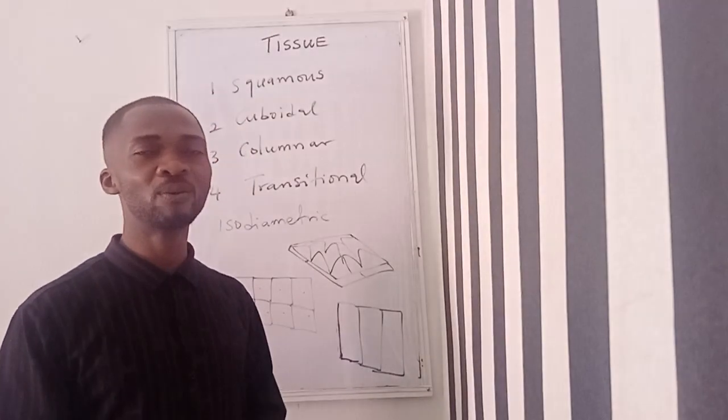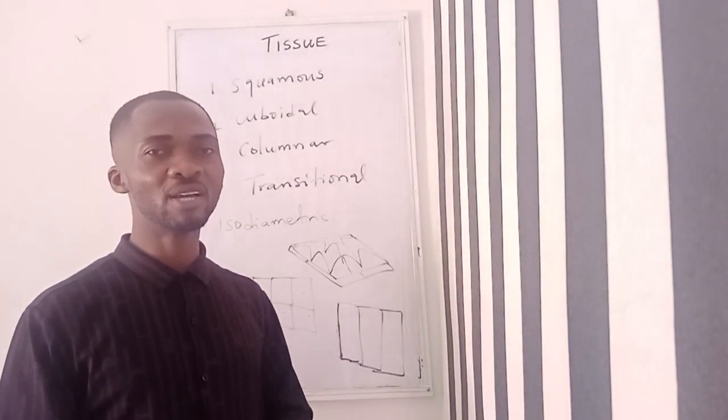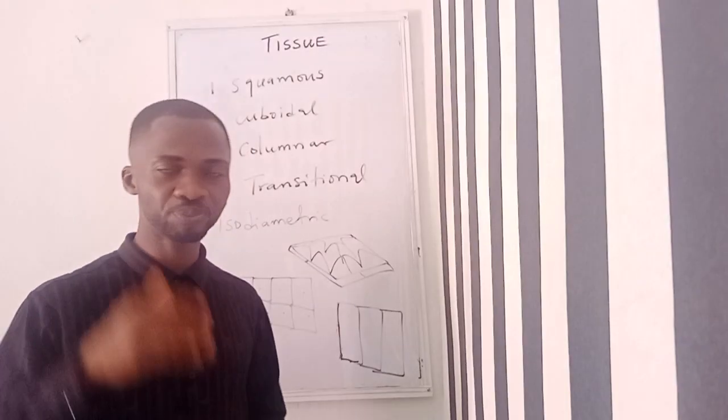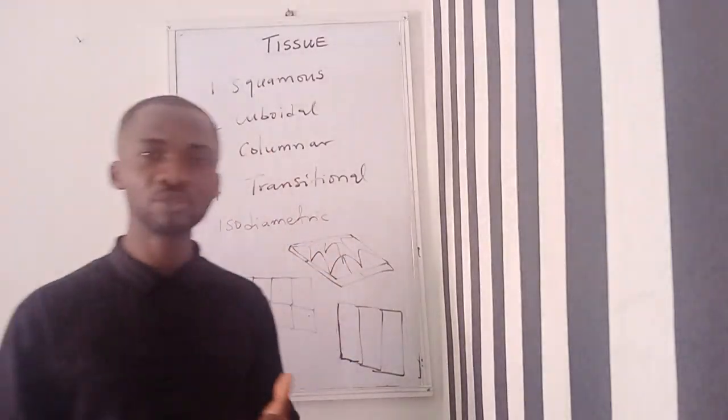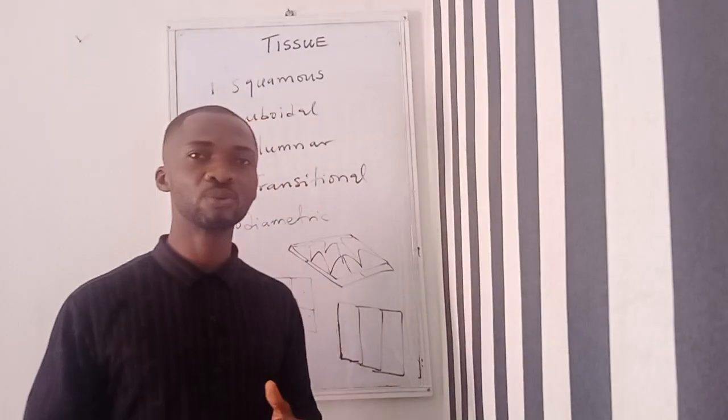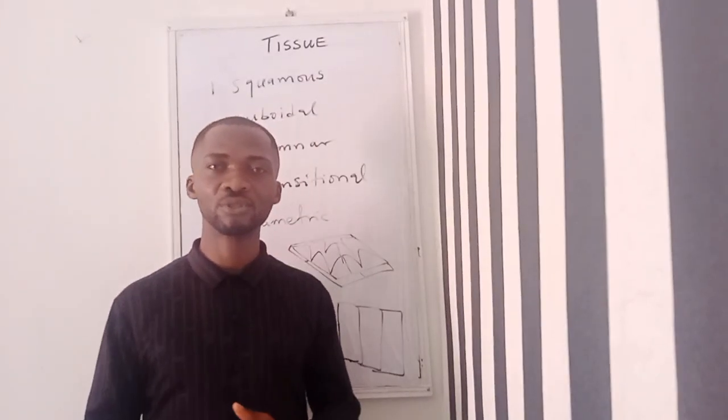So this is how far we can go in talking about epithelial tissue. In subsequent classes, I'll talk about the connective tissue, the muscular tissue, and the nervous tissue.